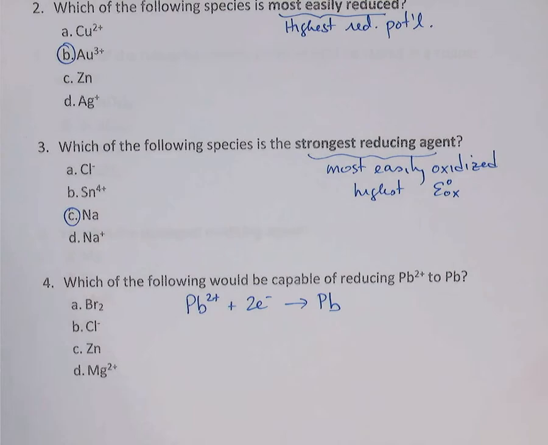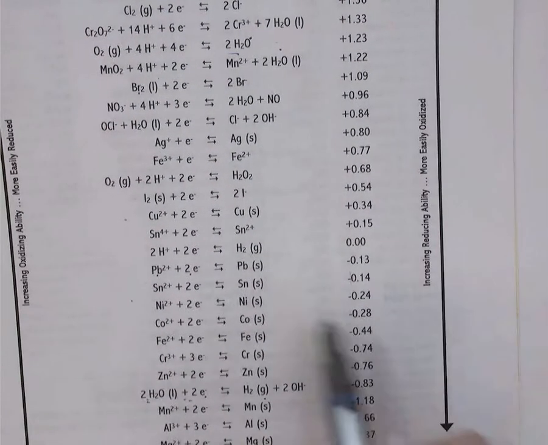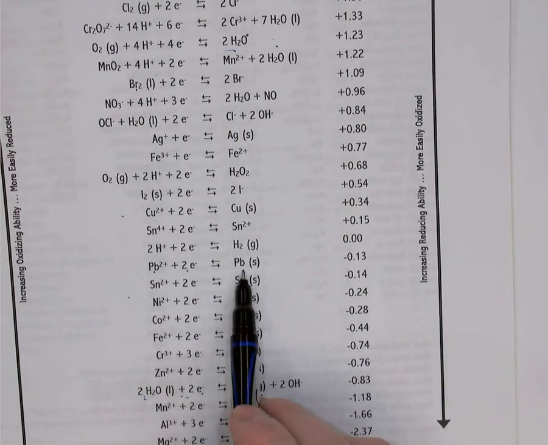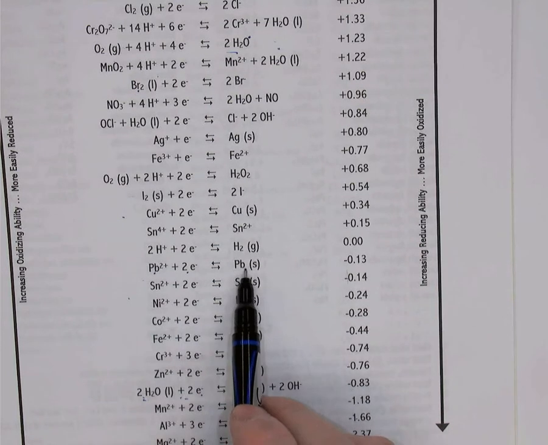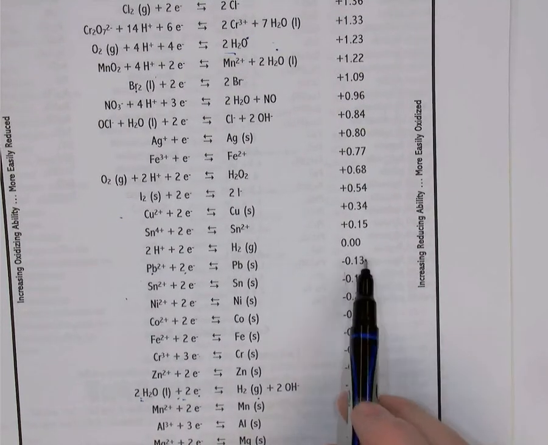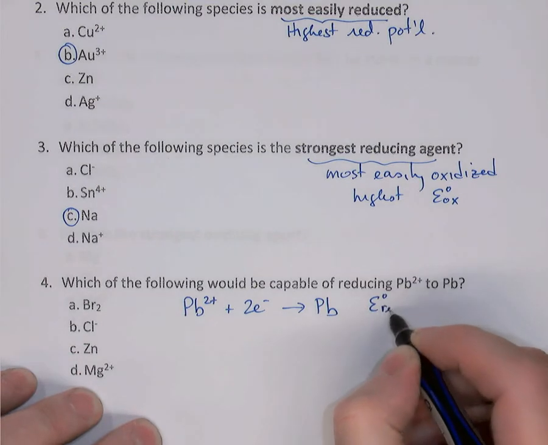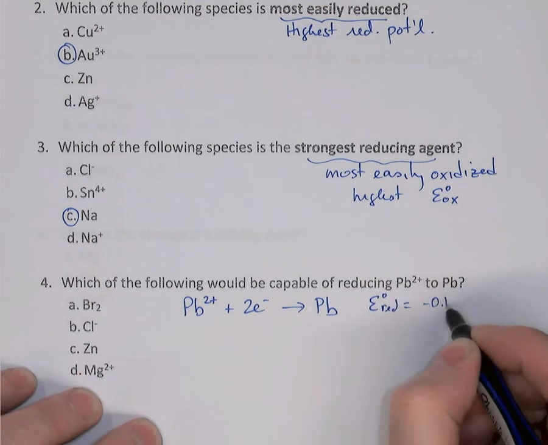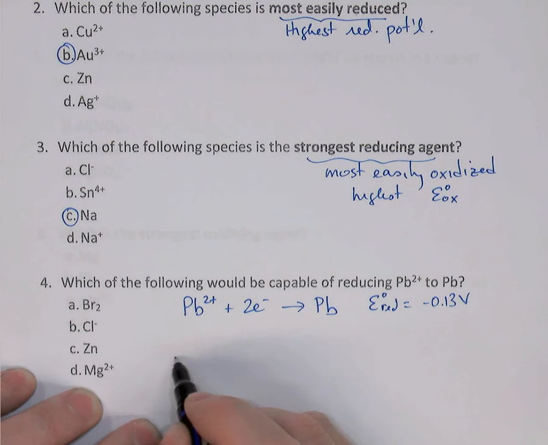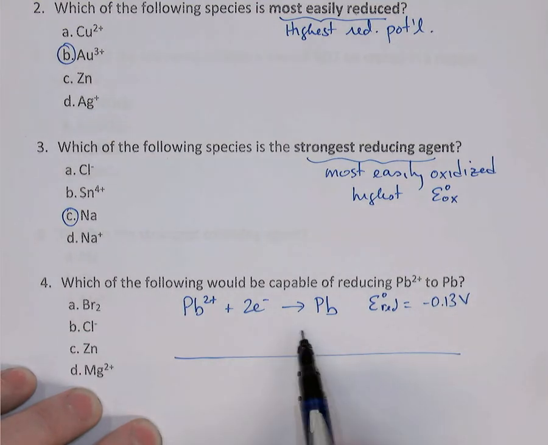I'm going to look at my table of reduction potentials and notice that Pb2+ being reduced to lead has a voltage of negative 0.13 volts. So its reduction potential is negative 0.13 volts. What I want is a substance to go with this that will be oxidized. If the lead is to be reduced, we need something that will be oxidized.